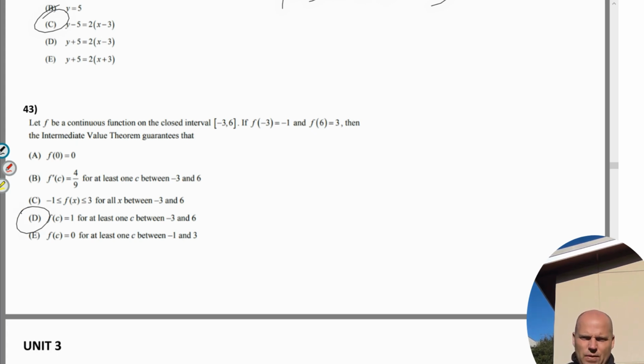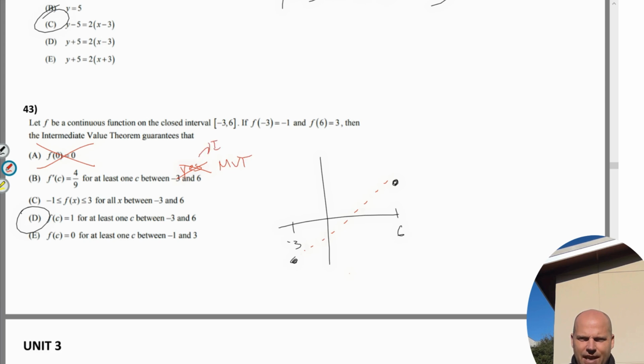Let me just walk you through all of this. You got the point (-3, -1). You got the point (6, 3). All you have to know is that these 2 points connect somehow. Must you have the point (0, 0)? No. Could you have (0, 0)? Sure. Must you? No. Must the slope equal 4/9? Well, yes. This is a yes, but this is a mean value theorem question.